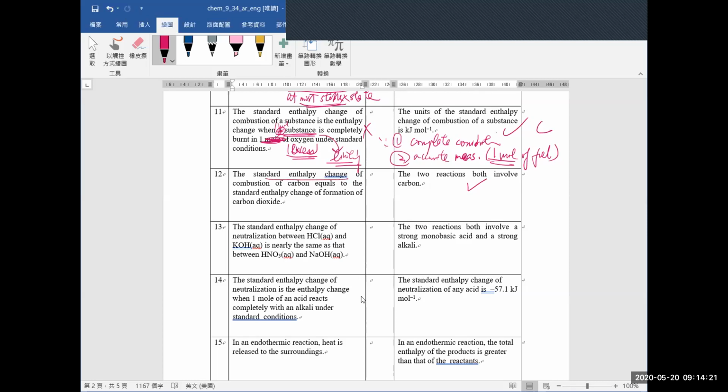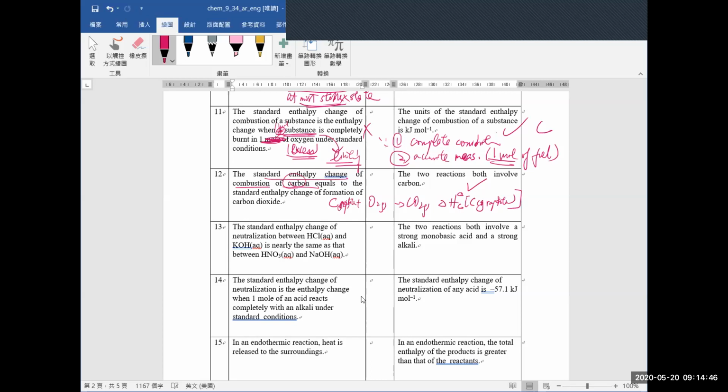The standard enthalpy change of combustion of carbon. So can you write down the equation involved? So 1 mole of what? 1 mole of carbon reacts with oxygen to form 1 mole of CO2. So you write it down as delta H of combustion of carbon, which is in terms of graphite, of course. Okay, it is graphite.